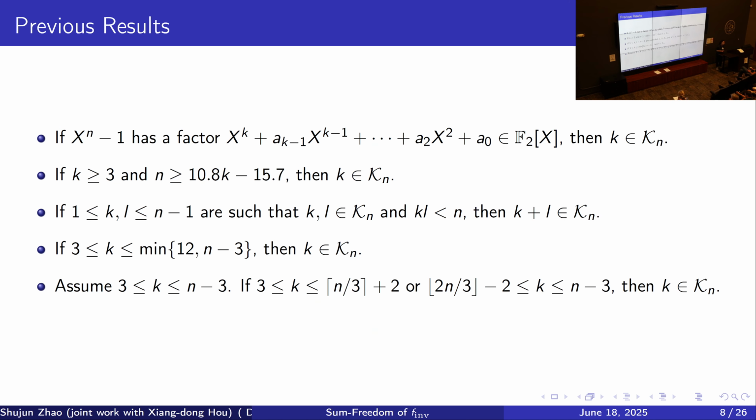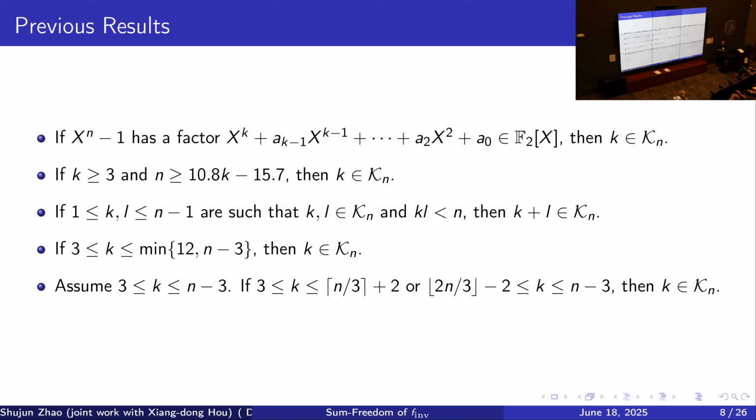And here we have more. If we know that the polynomial x^n minus 1 has a factor like this, where the coefficient of the x term is 0, then the function is not k-order sum free. Note that the factor doesn't need to be irreducible. It's just a factor. Also, when k is greater than 3 and n satisfies this inequality, then k is in K of n also.